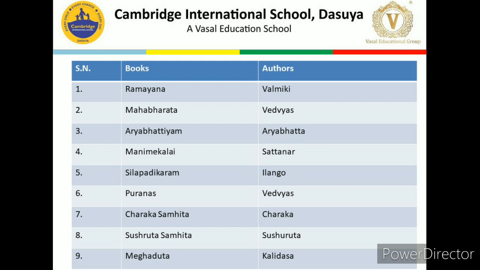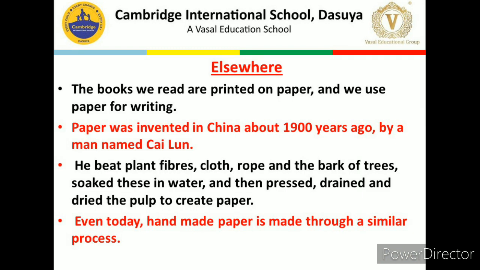Now next, the last topic of this chapter, that is Elsewhere, and here they are talking about paper. So the books we read are printed on paper, and we use paper for writing. But it has not been there earlier, and it was invented in China about 1900 years ago by a man named Kai Lun. And how did he prepare it?